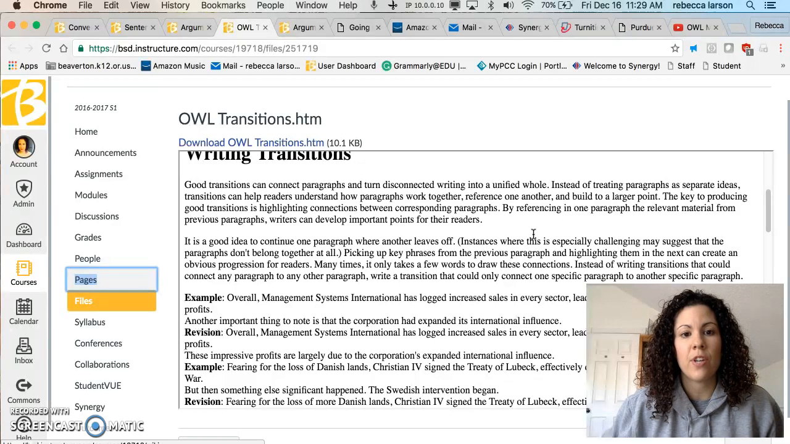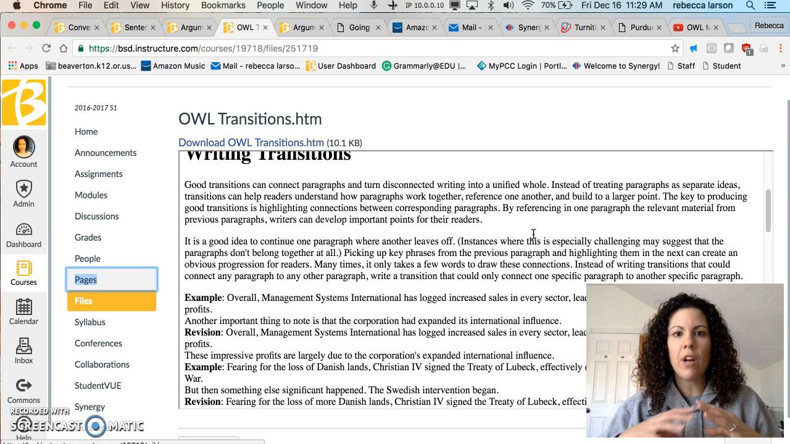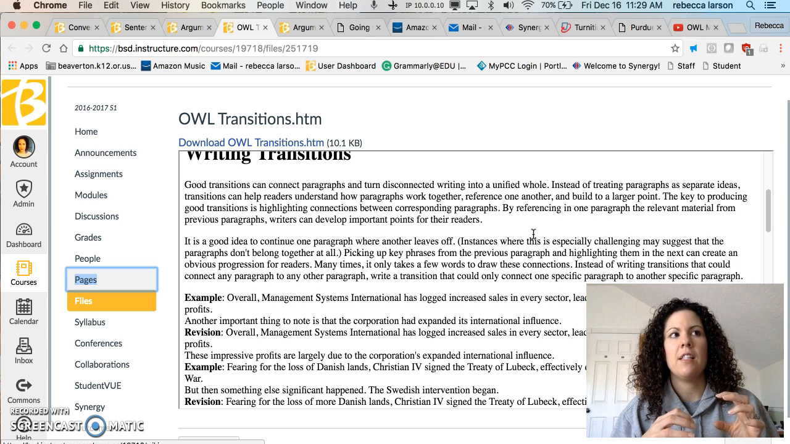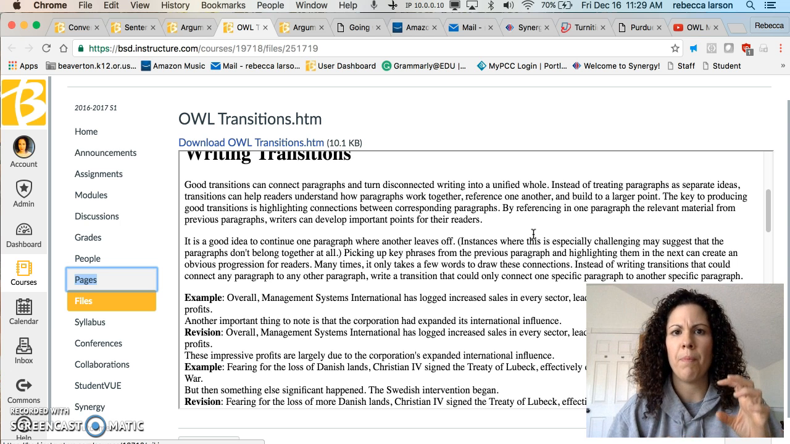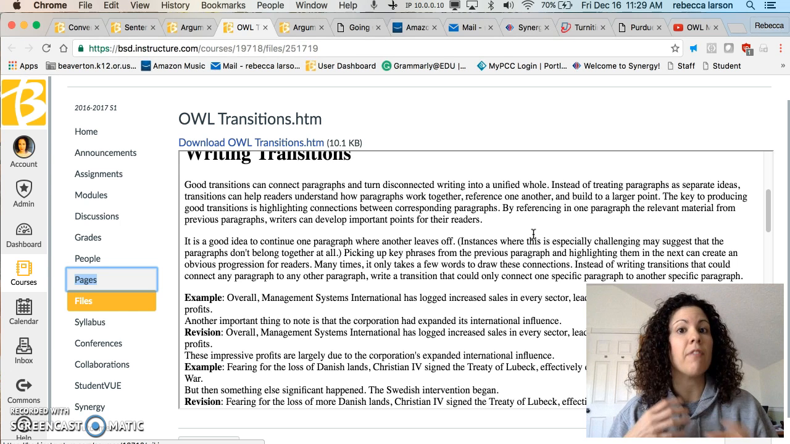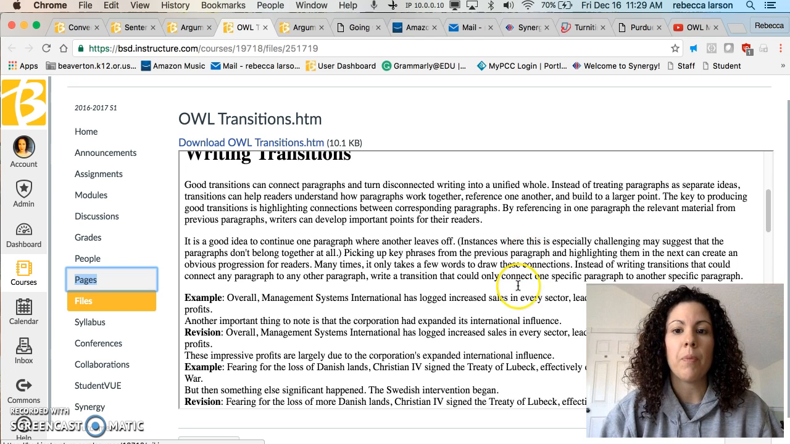The key to producing good transitions is highlighting connections between corresponding paragraphs. By referencing in one paragraph the relevant material from previous paragraphs, writers can develop important points for their readers. So you should never have paragraphs that seem like you're jumping from one thing to the next. Oftentimes when I'm reading students' papers, that happens. If you feel that jump, you might want to think about, could this paragraph go somewhere else? So what do we want to do with that?